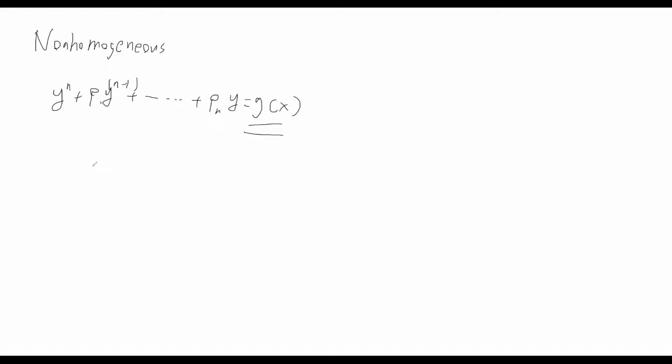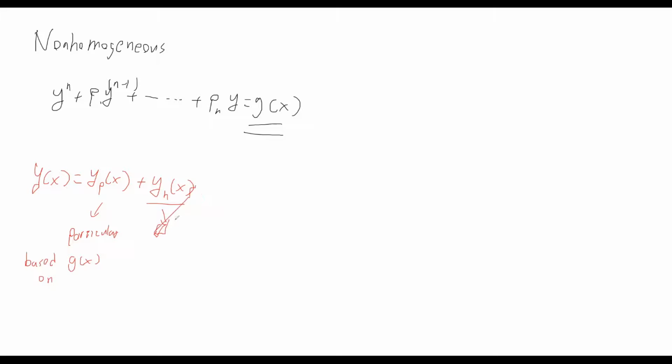Okay, now back into second order, right? We know that the general solution has two parts. It consists of the particular solution with the general solution for the homogeneous case, right? We have two parts, right? The particular solution, which is based on g of x, and the homogeneous part.